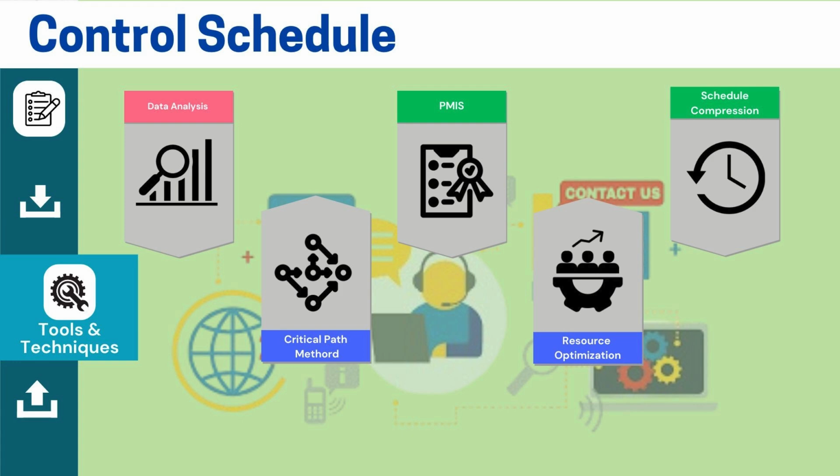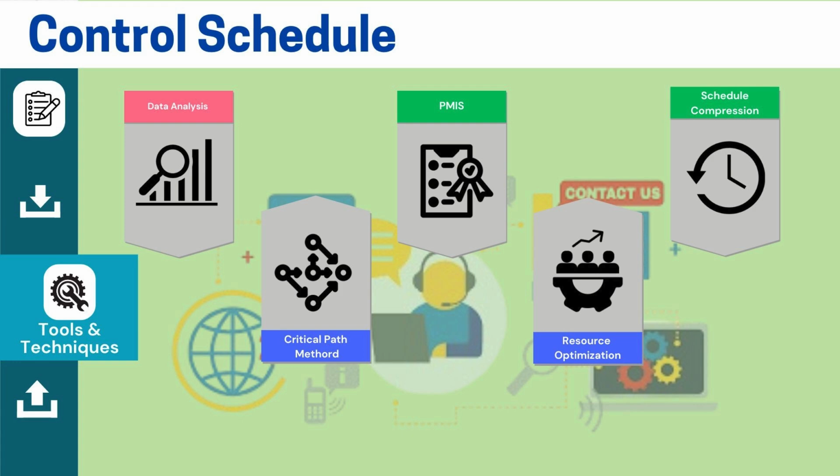Tools and techniques. Some useful tools and techniques include data analysis, critical path method, CPM, project management information system, PMIS, resource optimization to manage schedules effectively, schedule compression techniques, lead and lag adjustments. Control schedule outcome.